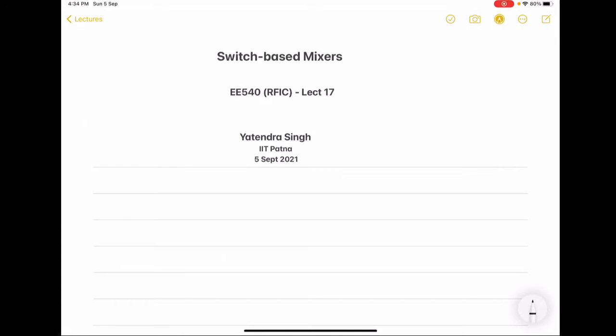In the last class, we saw that a mixer can be implemented using a device which has second order of nonlinearity. Now we are going to see how a switch can be used for mixing.